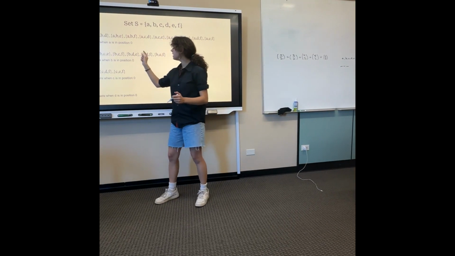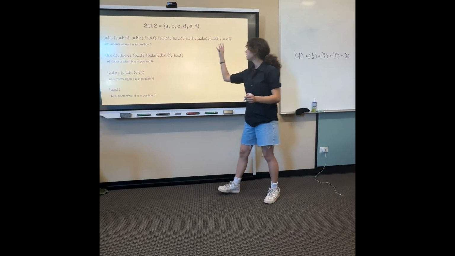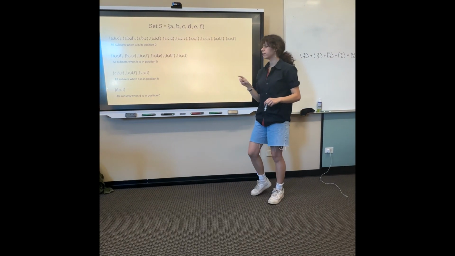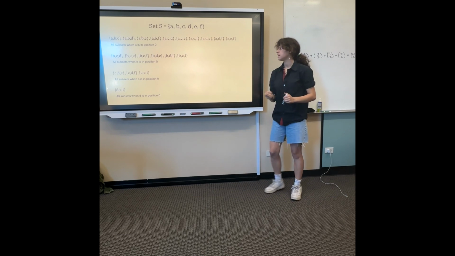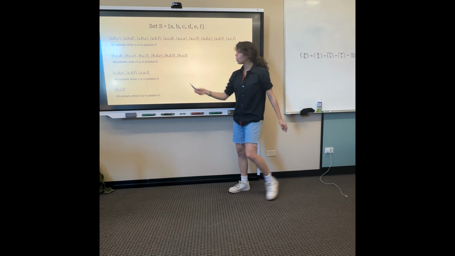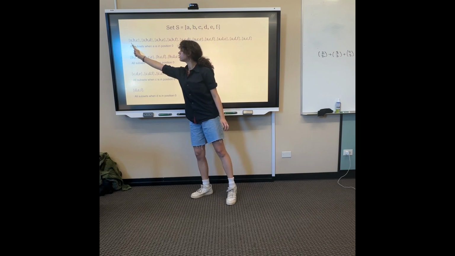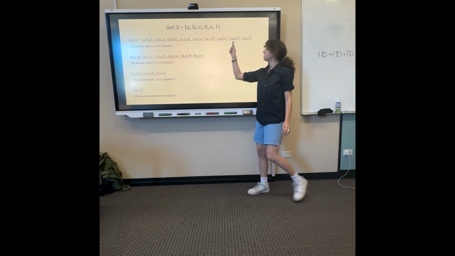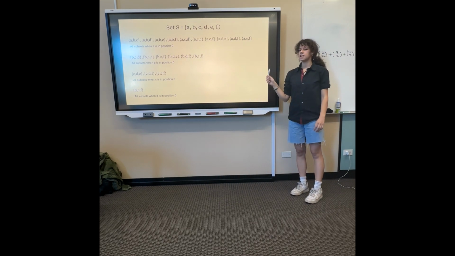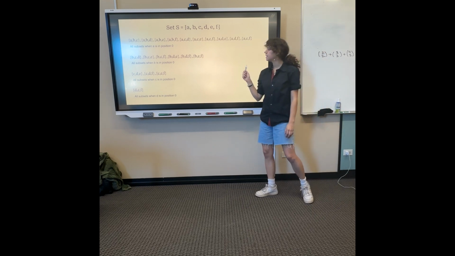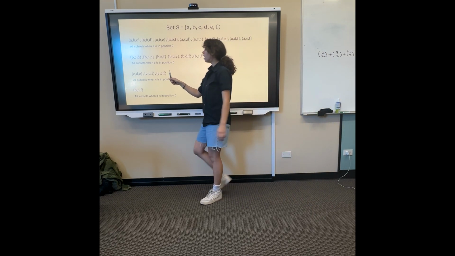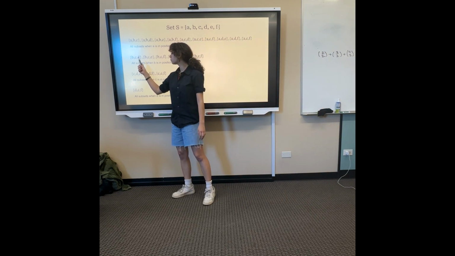ABC, ABD, ABE, all the way down to B's. And I kind of already did this work because it would be tedious to write them all out. But these are all the subsets when A is in the first position, or position 0. So A is always in the first position for these. So we have all the subsets with A, right? And that's 10.